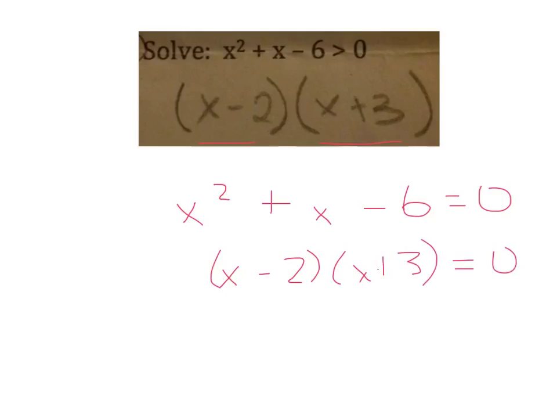And then how would we get 0? Well, if x equals 2 or if x equals negative 3. If x equaled either of those numbers, then we would get 0, and that would solve for that equation. The only problem here is that this is an inequality up here. So it's x squared plus x minus 6 is greater than 0.